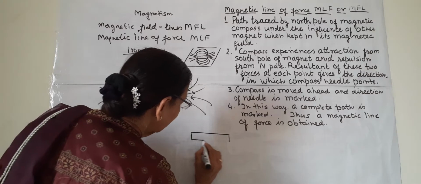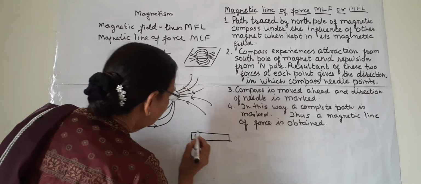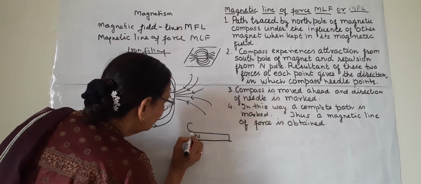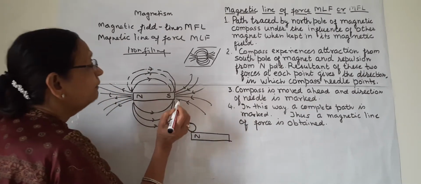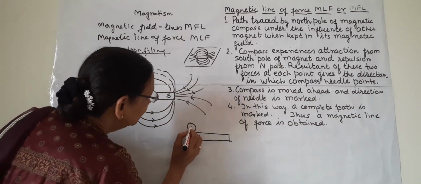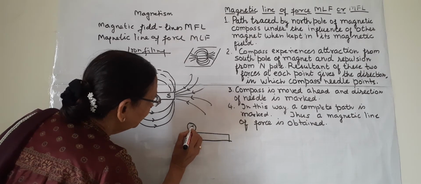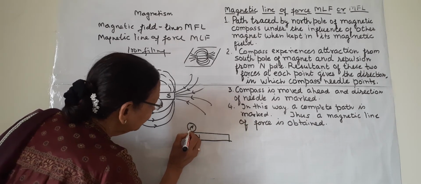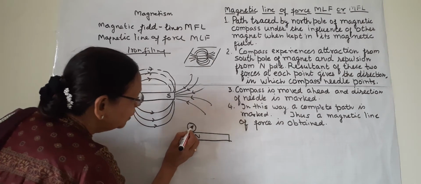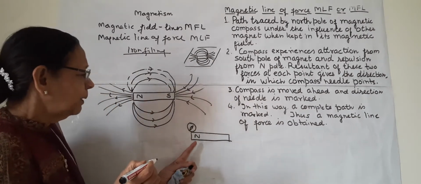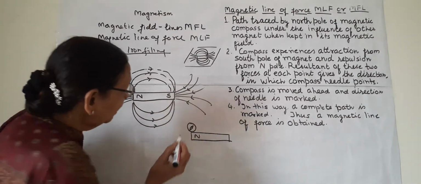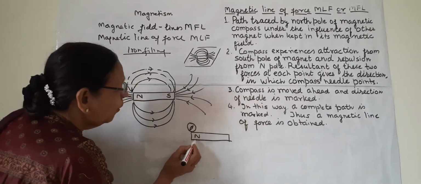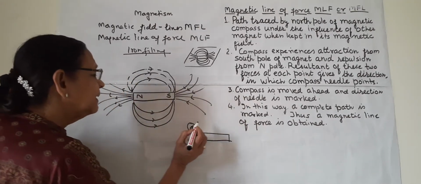What I will do then, on this north pole, I will put my magnetic compass. So it has this needle. The north pole of the needle will go in this direction, opposite to this north, because it is being repelled by this north pole. So it will go away from the north in this direction.